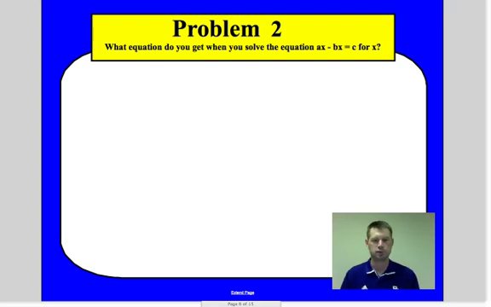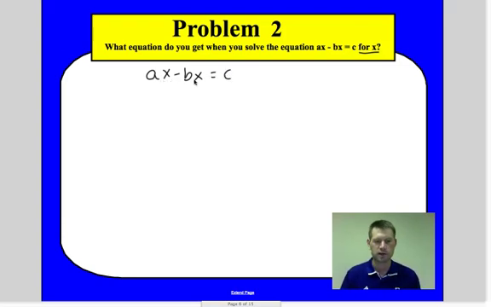Okay, so problem number 2: what equation do you get when you solve the equation ax minus bx equals c for x? So one thing we want to do is specify what we're solving for. We're solving for x. So I'm going to write over here ax minus bx equals c. We want to get x by itself.